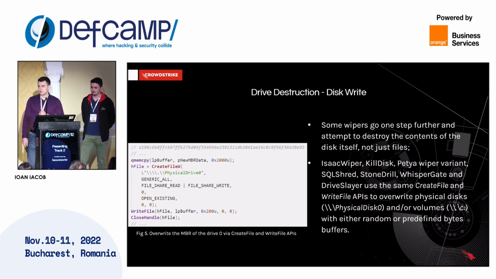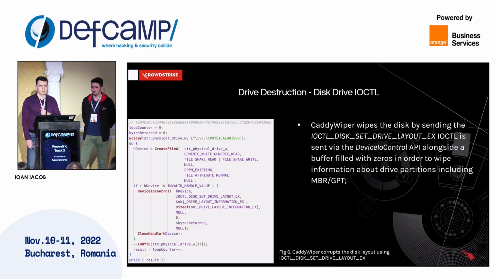Another target for wipers, as we've talked previously about files, would be the drive itself. So why delete all of the files when you can just stop the operation of your target by deleting the master boot records? In order to do so, Caddy Wiper uses another IOCTL, the disk set drive layout IOCTL, and this one is used to wipe out the MBR of the machine.